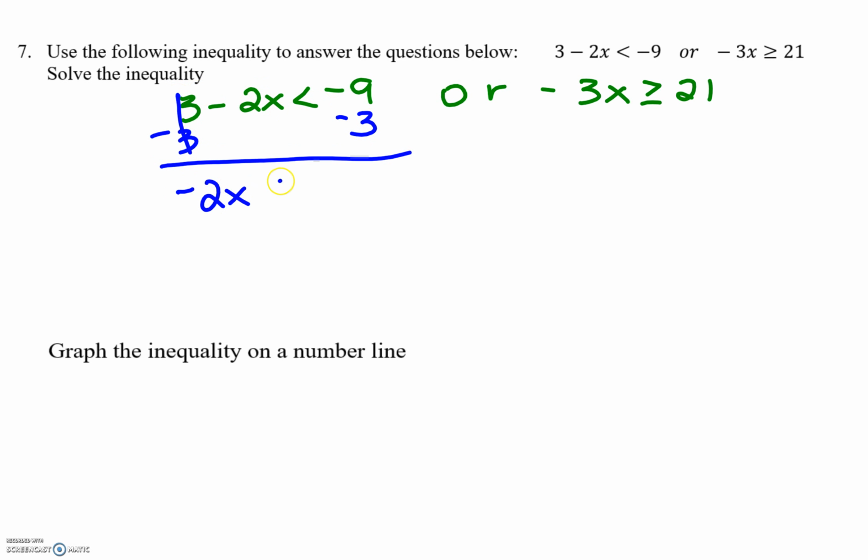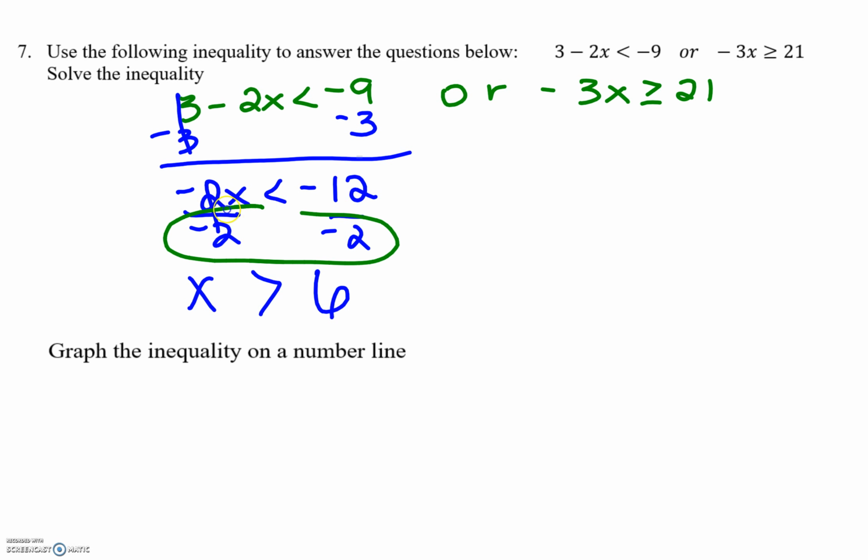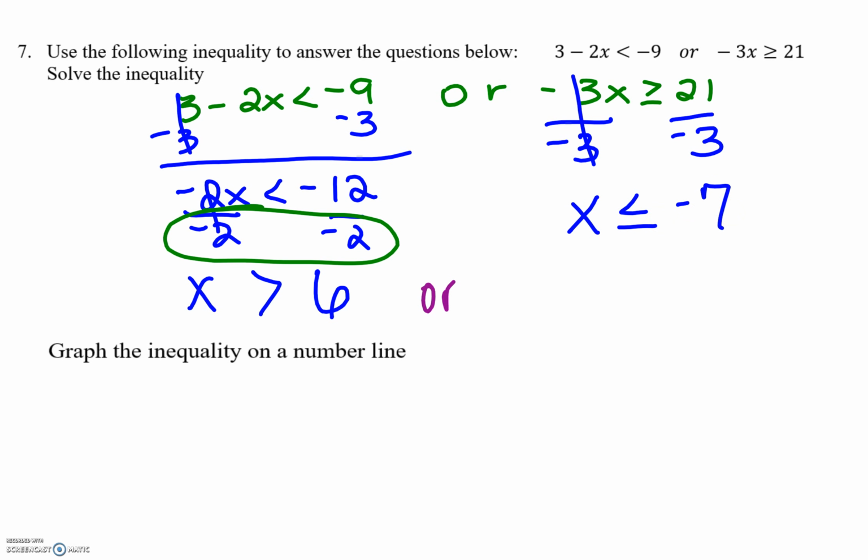Negative 2x is less than negative 12. Divide by negative 2. And x is greater than 6. Remember, we have to switch the signs because I'm dividing by a negative. Or we have divide by negative 3, divide by negative 3. That cancels. X, again, switch the signs, is less than or equal to negative 7.